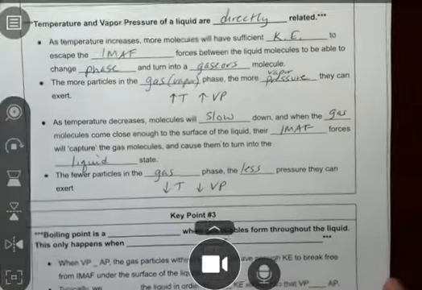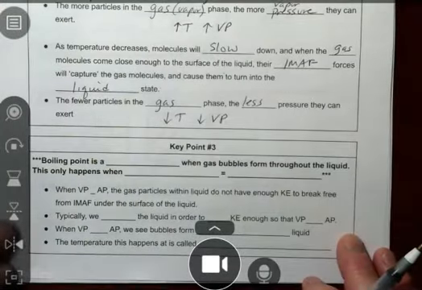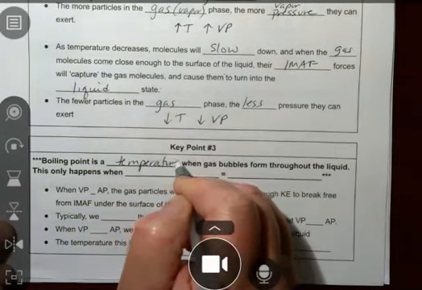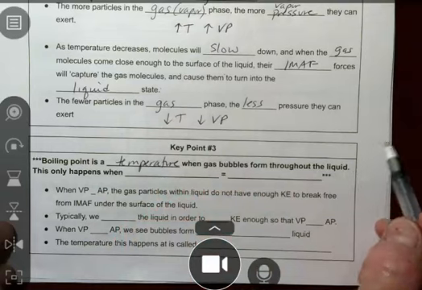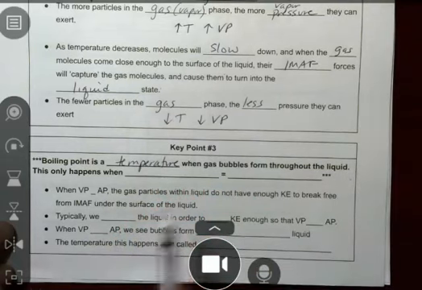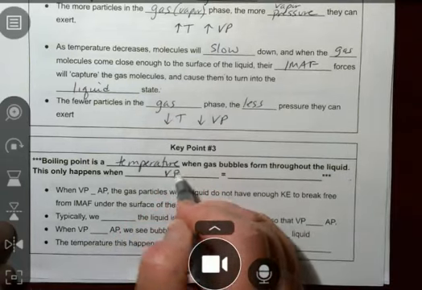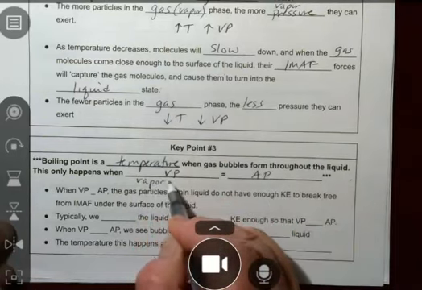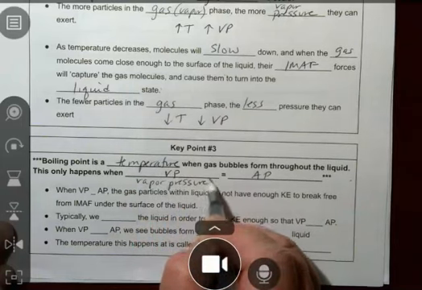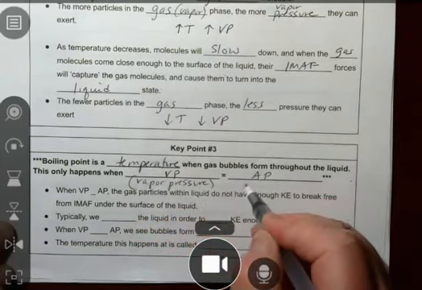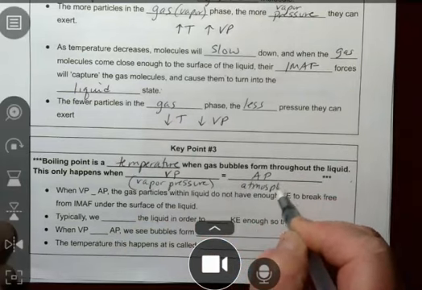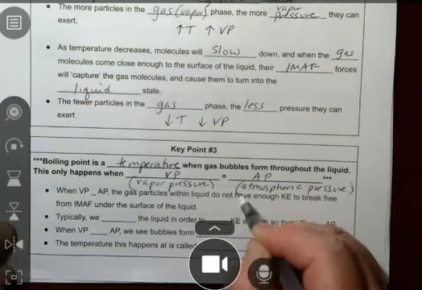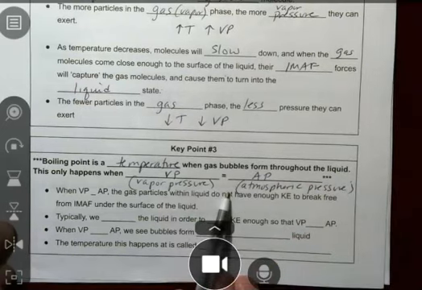Key point number 3. Boiling point is a temperature when gas bubbles form throughout the liquid. This only happens when vapor pressure is equal to atmospheric pressure. Right, so VP is vapor pressure. When vapor pressure is equal to atmospheric pressure, then boiling can happen. So you can make that happen one of two ways.